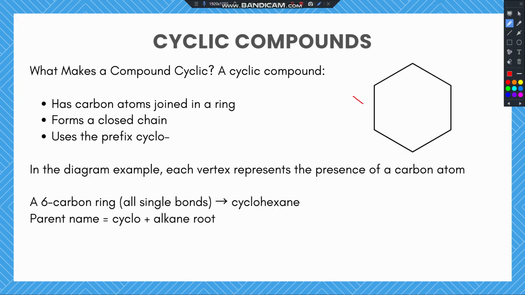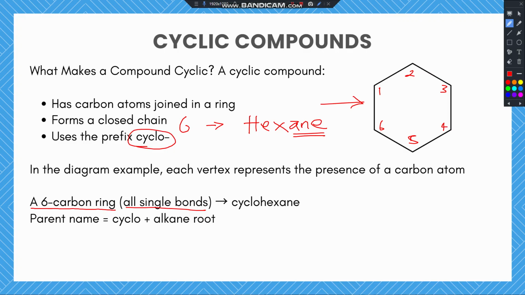So this structure on the screen right now is actually a six carbon ring structure, and they are all single bonds. So if I were to name it, I'll count the number of carbon atoms: one, two, three, four, five, six. Now remember, the parent name for six carbon atoms is hex, and since there are only single bonds, it uses the suffix ane. Now when there are cyclo compounds, we need to add the prefix cyclo. So altogether the name becomes cyclohexane. That's the name of the compound.